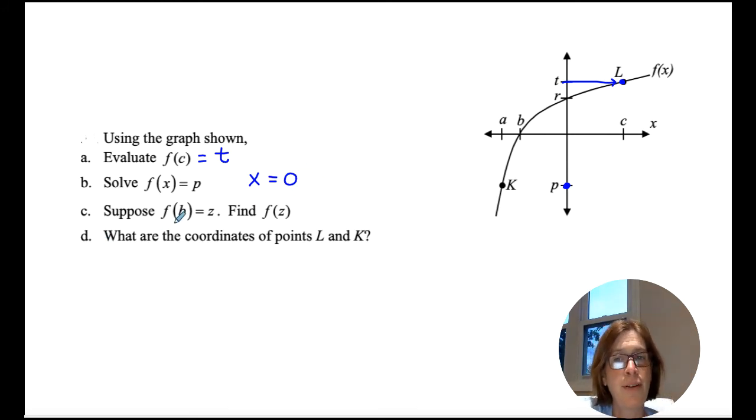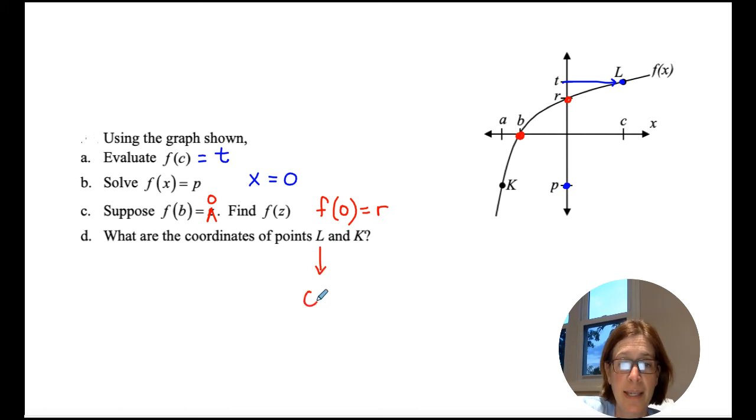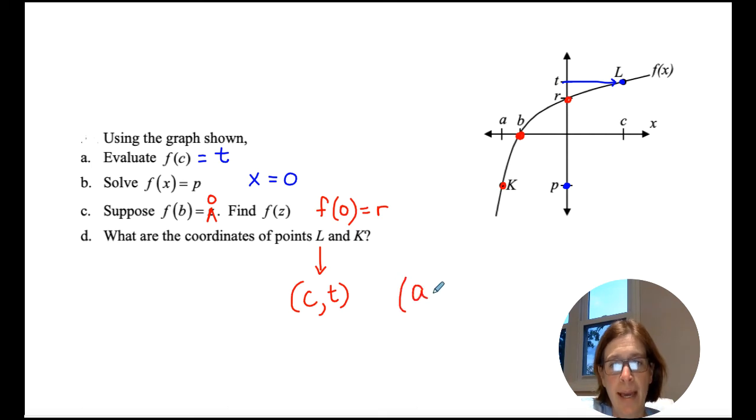Suppose f at b equals z. Find f at z. Okay, well, f at b is right here because b is x. And so z is actually 0 because it's the x-intercept. So that means I want to find f at 0. Well, f at 0 is r. See how tricky it can get when they're letters and not numbers? Okay, now what are the coordinate points of L and K? I say L would be (c, t), we did that one already, and K would be (a, p).